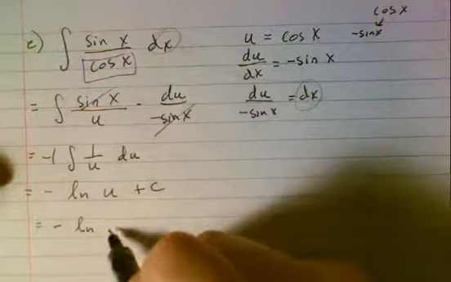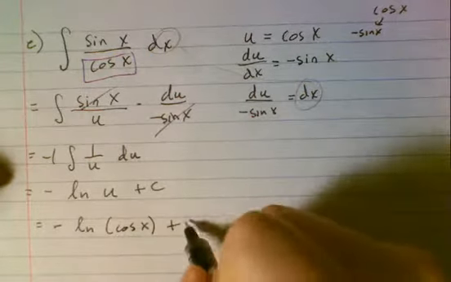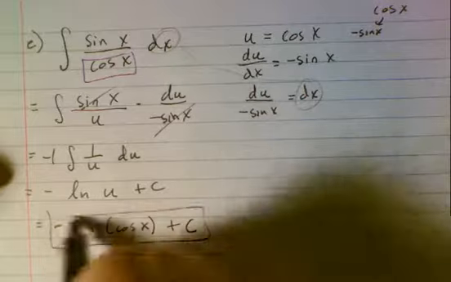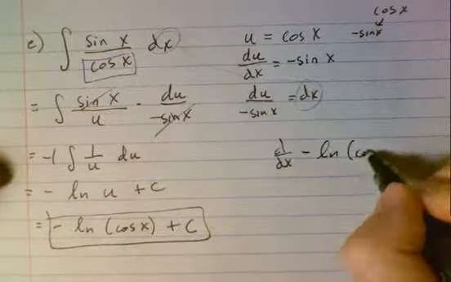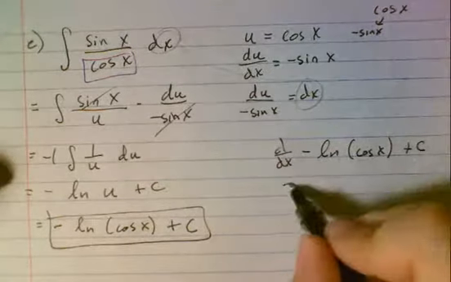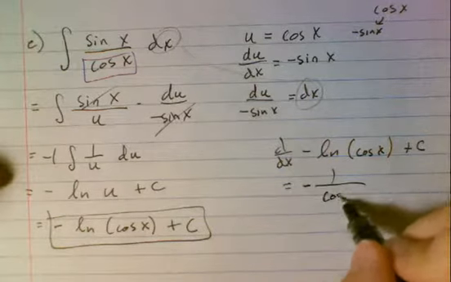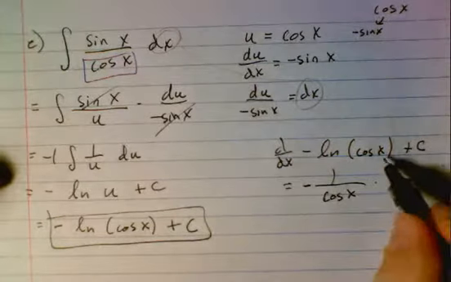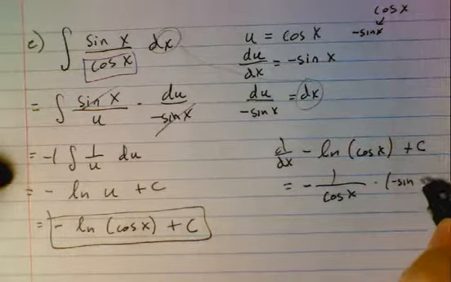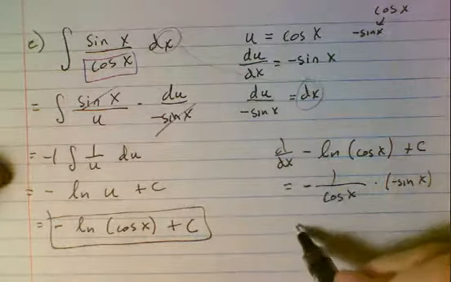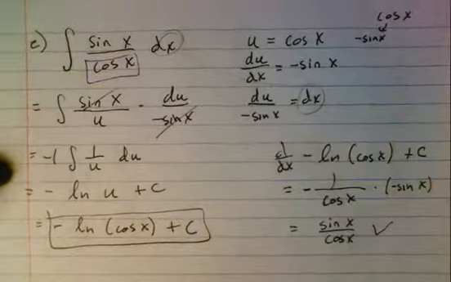Negative 1 times the natural log of the cosine of x, that's what u was, plus c. When we check our work, that negative's along for the ride. The derivative of natural log is 1 over whatever's in the box times the derivative of what's in the box. So the derivative of cosine is negative sine of x. Negative times negative is a positive. We have sine of x over cosine of x, which is what we started off with.